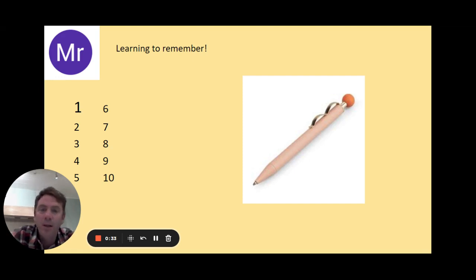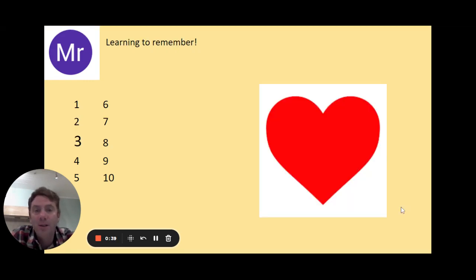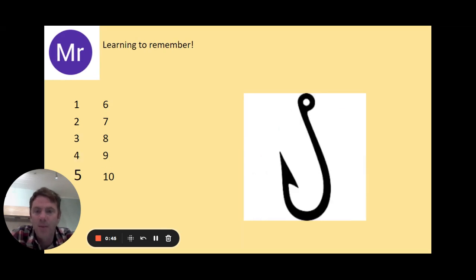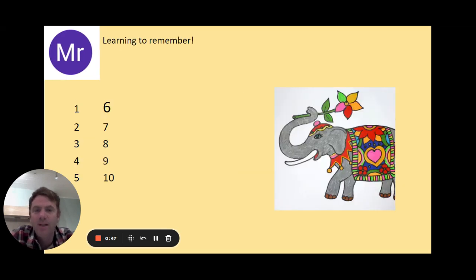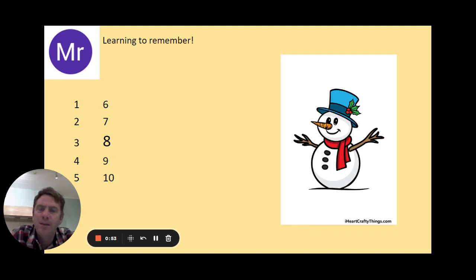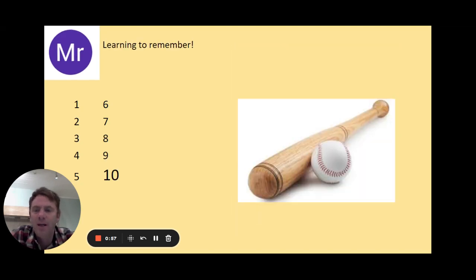So number 1 is a pen, looks like a pen. Number 2 is a swan, sort of looks like a number 2. Number 3 is a heart. Turn it on its side, it looks like a 3. Number 4 is a sailing ship. Number 5 is a fishhook. Number 6 is an elephant, possibly squirting water. Number 7 is a cliff. Number 8 is a snowman. Number 9 is a balloon on a stick. And number 10 is a baseball and a baseball bat.